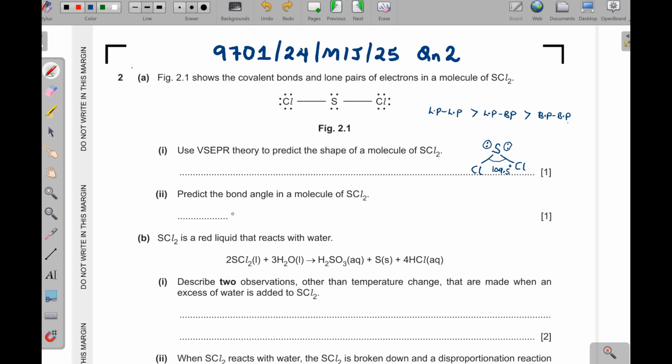Now, they are saying use valence shell electron pair repulsion theory to predict the shape. Of course, this shape cannot be linear.